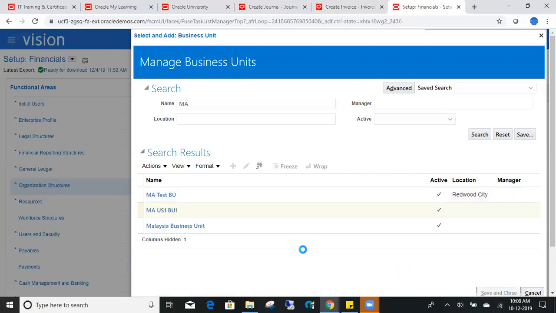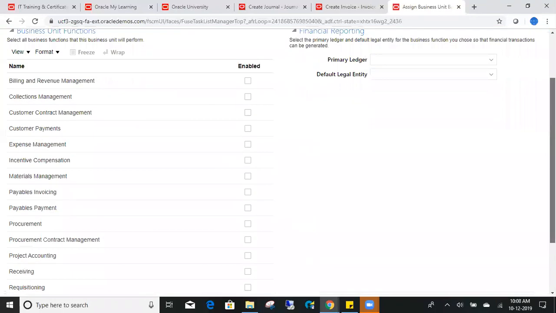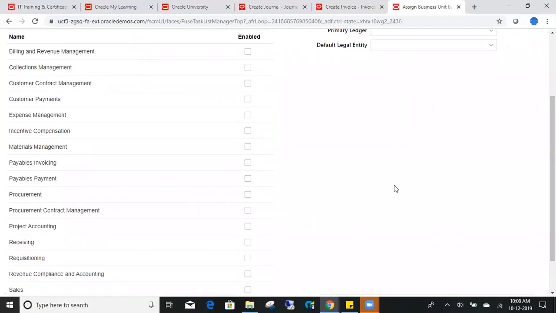Maybe someone is created with the same name as MA. So that means here you can assign it. What is the use of this function? For this BU, what transaction can he do? If you are saying here the payable and payments, I'm able to create my payment and I'm able to create invoice with this business unit.